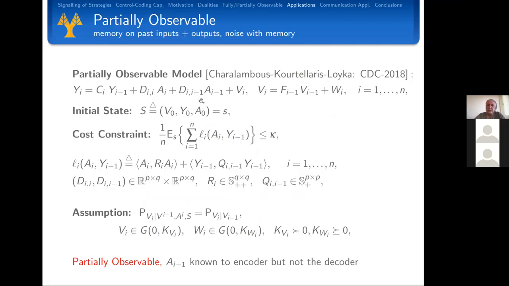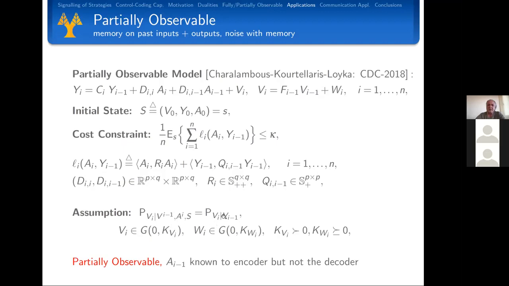We took this one because people in communication systems like things that depend on previous inputs and the noise to have memory. So here, this is a multidimensional version. Here it says the noise is Markov. Here it means it has intersymbol interference. I also took an initial state. Again, the cost is quadratic.